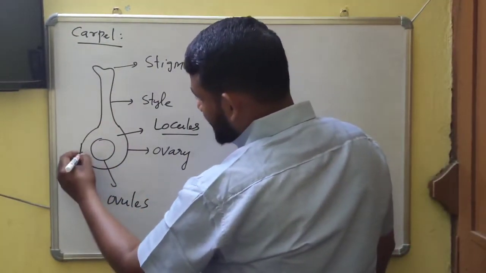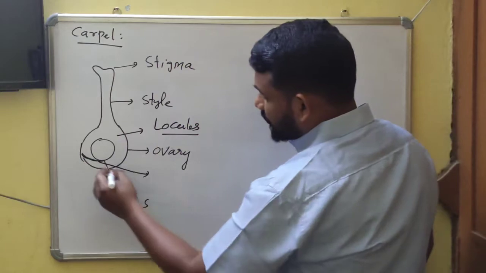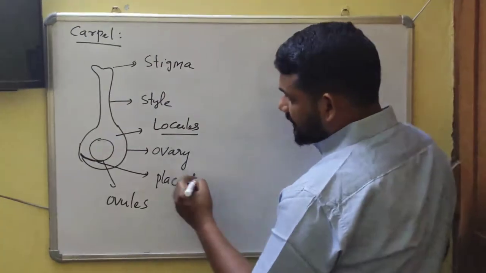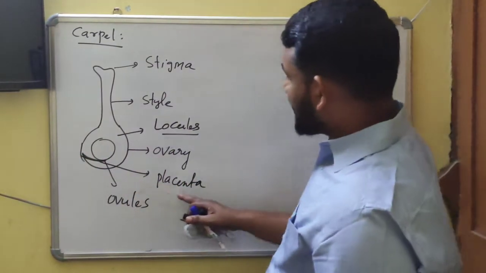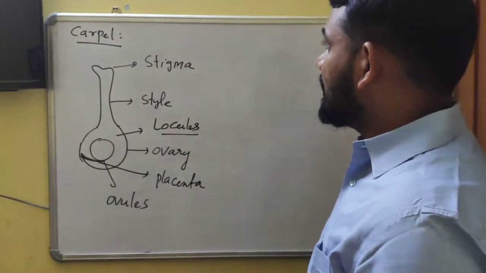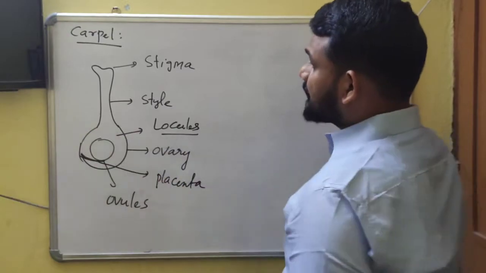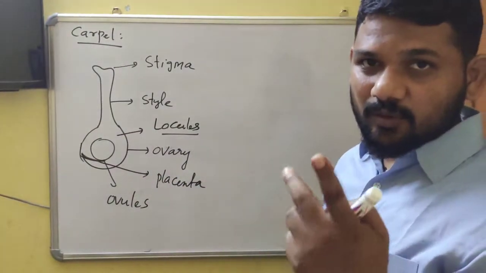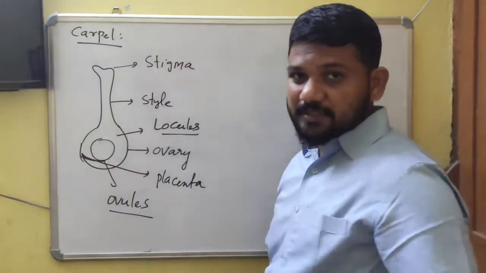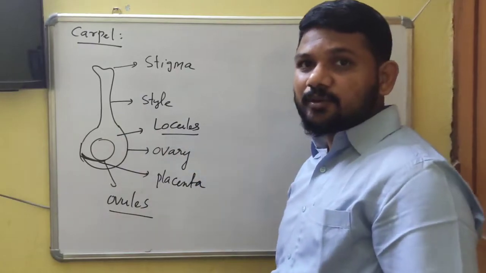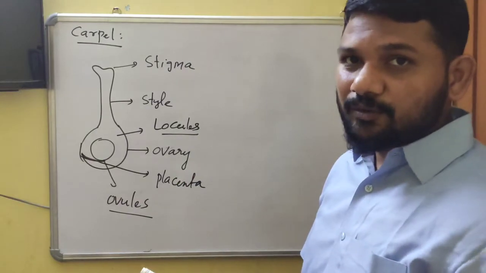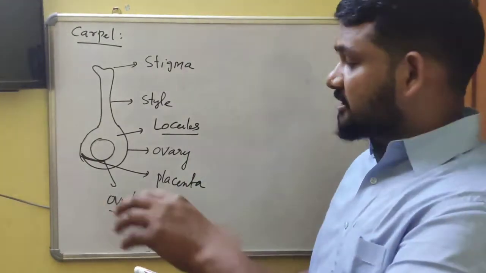Inside the ovary there is an ovarian cavity. In the ovary there is a parenchymatous tissue, known as placenta, and ovules are present on the placenta. So broadly, each carpel has three parts: ovary, style, and stigma. Inside the ovary, ovules are present, and ovules ultimately produce the female gamete. So let us discuss the structure of the ovule and how the female gametophyte develops inside the ovule.